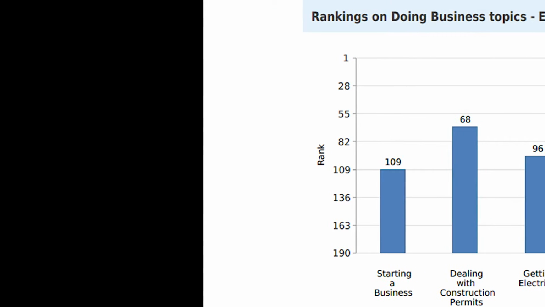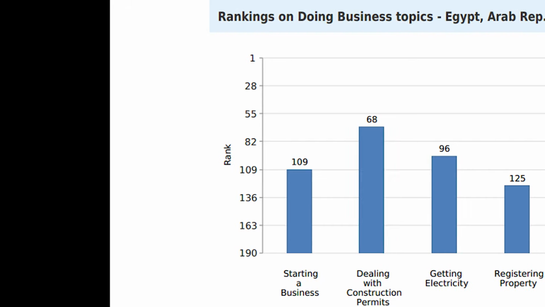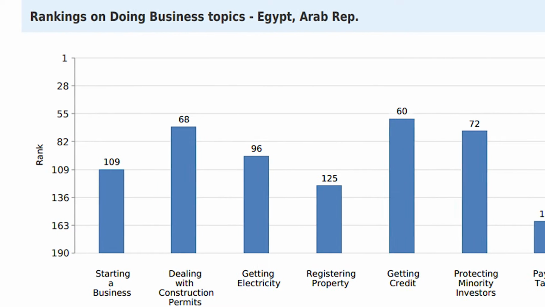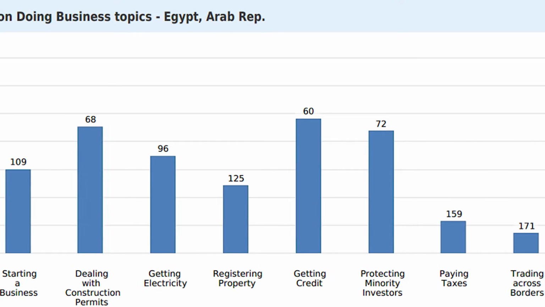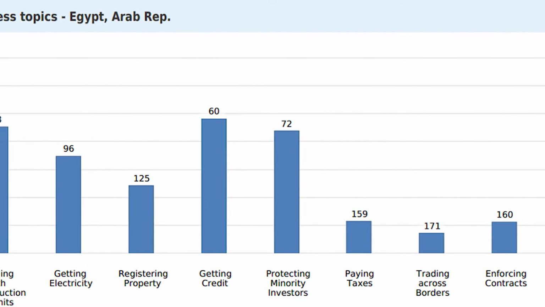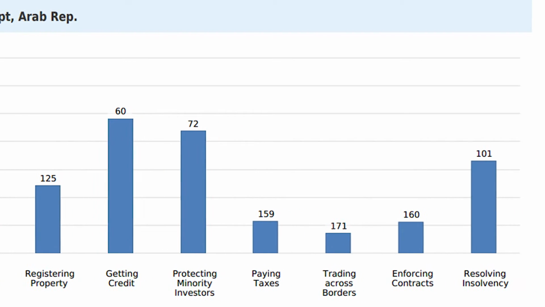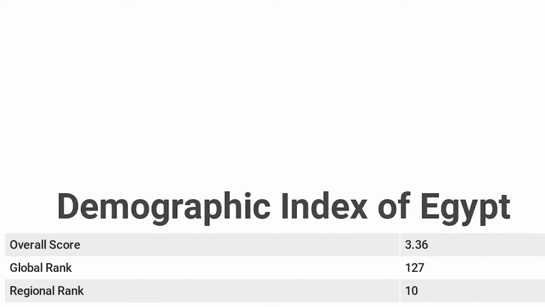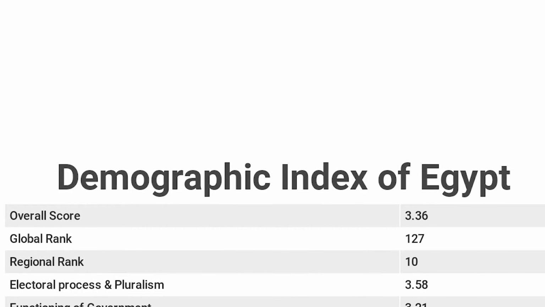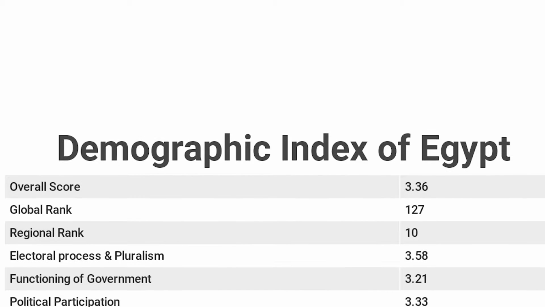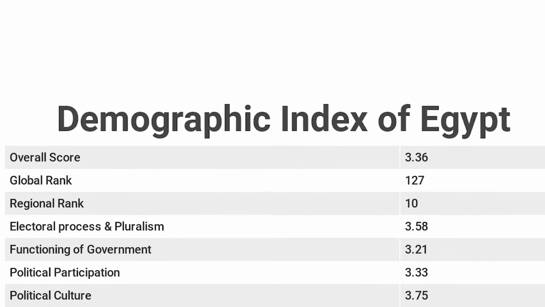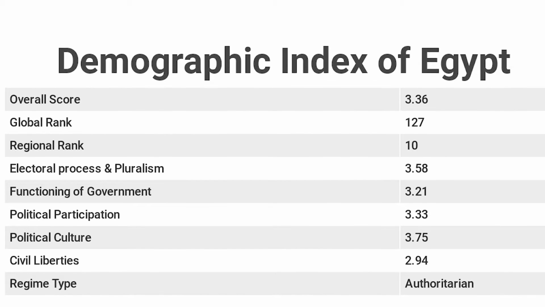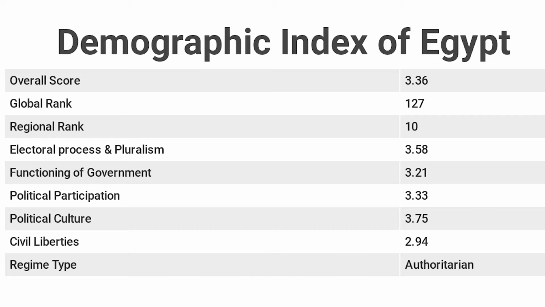Let us see the ease of doing business chart. Egypt's rank in the ease of doing business is 120, and for starting a business, Egypt ranks 109, while for paying taxes it ranks 159, and enforcing contracts is ranked 160. We also see the democracy index chart of Egypt. The overall score of Egypt is 3.36 and the global rank is 127, while civil liberties in Egypt are not very good, scoring 2.94, and the regime type of Egypt is authoritarian.